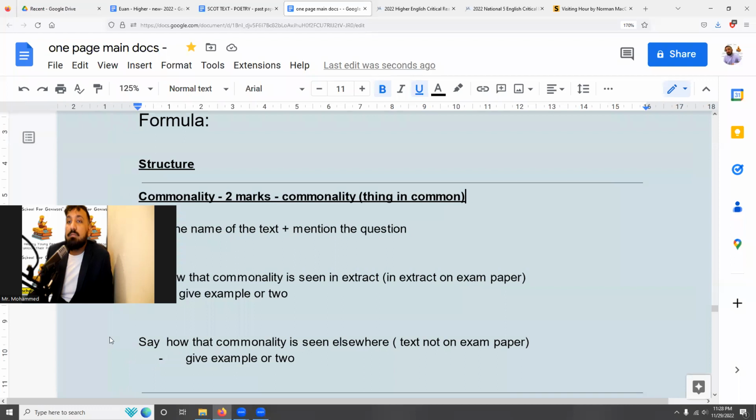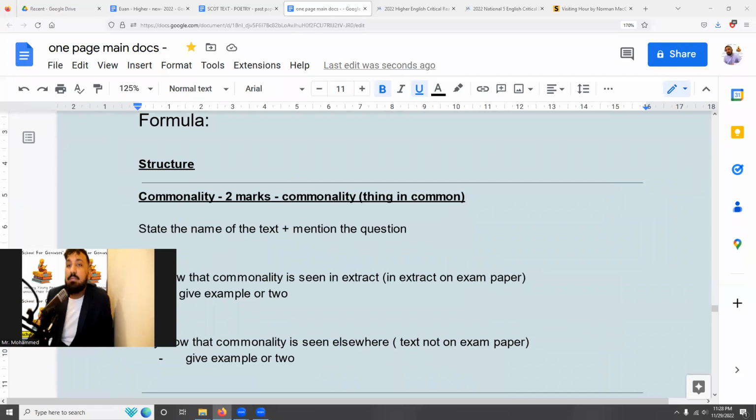Okay, now what we're going to look at is, as I said, the final question in your Scottish text exam, which accounts for either 8 marks at National 5 or 10 marks at Higher. I'm going to give you the structure of how to answer this question, and then I'm going to give you some example answers for this question.